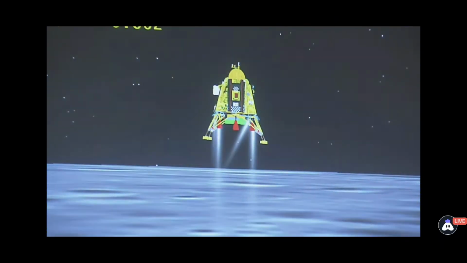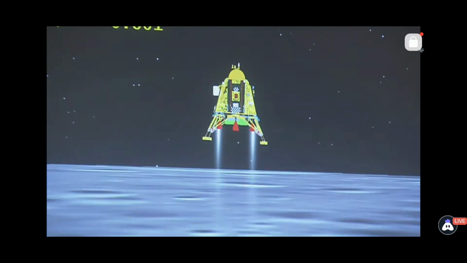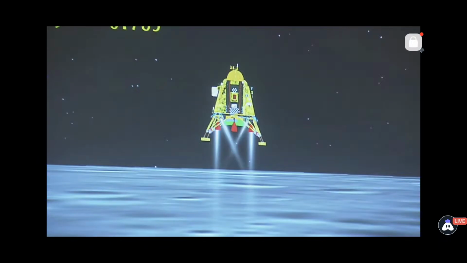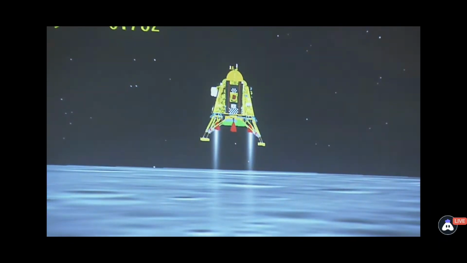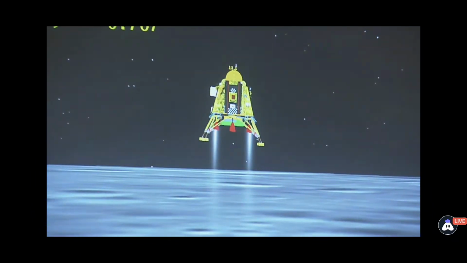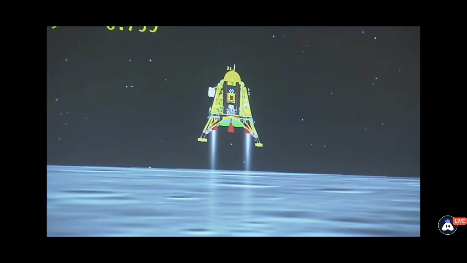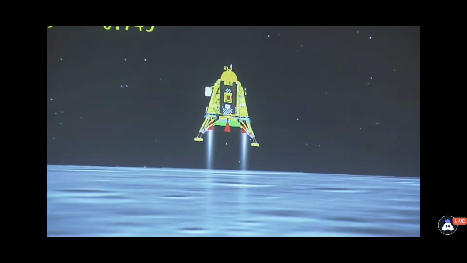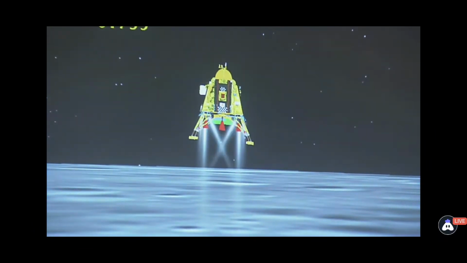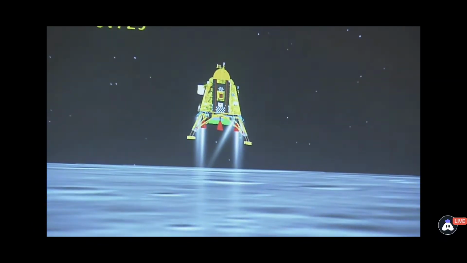Lot of applause indicates that till now the performance has been nominal. We are in the vertical descent phase 1. The altitude is being brought down from 800 meters and we are nearing and approaching the lunar surface.